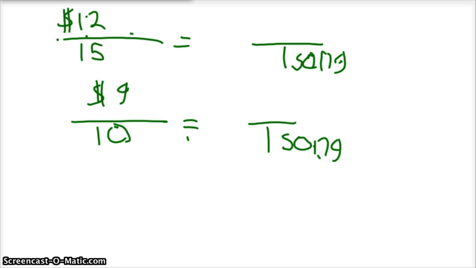So we have to do 12 divided by 15. When we do that math, that will give us 0.8, so 80 cents. And if we do 9 divided by 10, that would get us 0.9. So that would be 90 cents for a song.